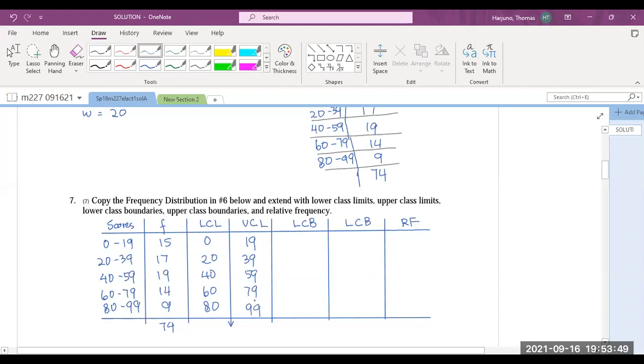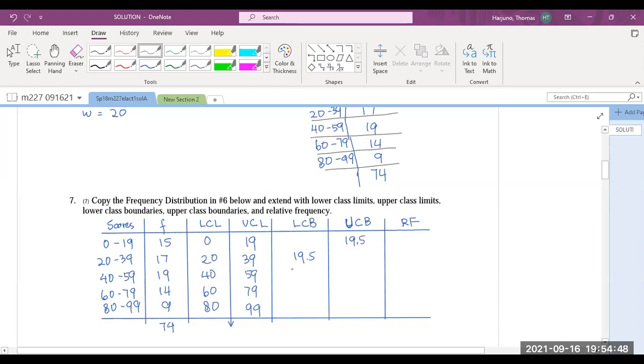Good. Now, for the class boundaries, we need to start from the second class first. The reason is that the upper class boundary and lower class boundary lie in between the consecutive upper class limit and lower class limit. So the midpoint of these 2 gives you these numbers. These 2 numbers must be the same. What's the midpoint? 19.5. That's right. So it will be 19.5 here, and this is also 19.5.